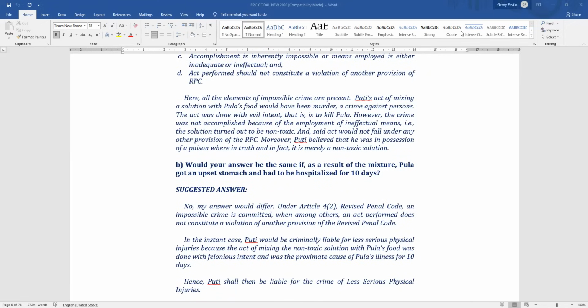And the requirement is that it should not violate any provision of the RPC. So this requirement is not present in this case because na-hospitalize siya. Pag na-hospitalize siya, nagkaroon ng upset stomach, physical injuries na yan. Puti will not be liable for impossible crime, but will now be liable for less serious physical injuries. Yun.